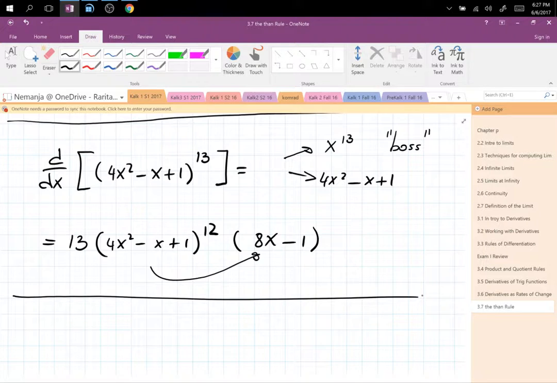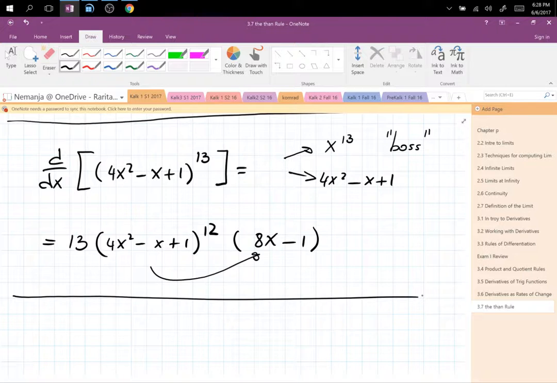Now, when I was learning this the first time, I called this a mess. So I said, what's the derivative? Instead of x, see x as a mess. So I say, what is the derivative of mess to the 13? It is 13 mess to the 12, and then times the derivative of the inside. That's the chain part.